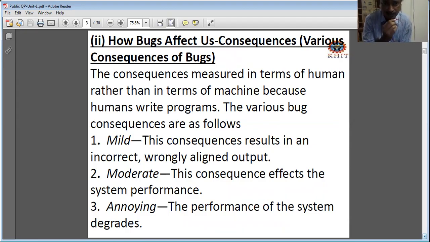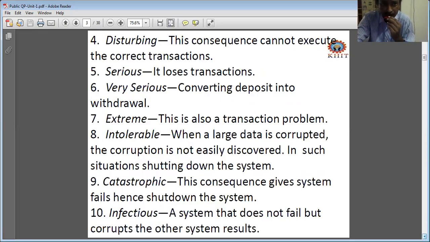The various bug consequences are as follows. First one is mild. These consequences result in an incorrect, wrongly aligned output. Moderate. This consequence affects the system performance. They are annoying: the performance of the system degrades.